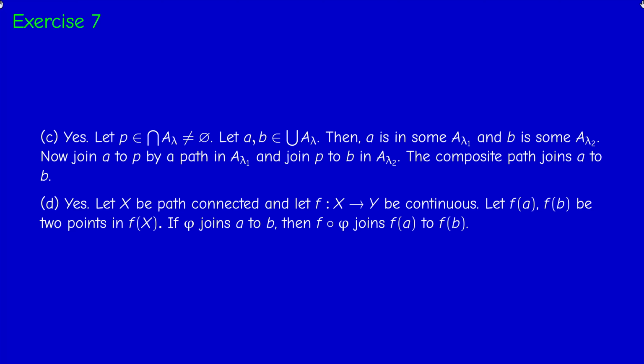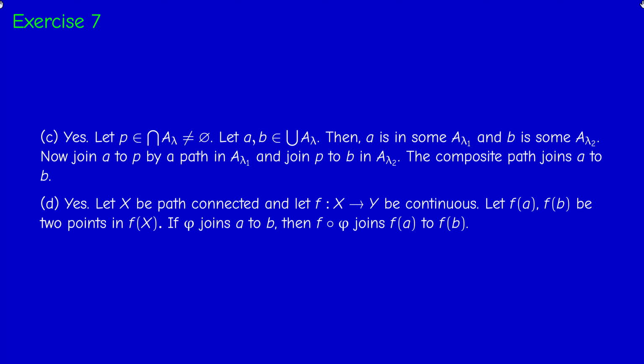Okay, I have to use another notation than f because f was taken. So if phi joins A to B, then f of phi joins f of A to f of B, because if phi of 0 equals A, then f of phi of 0 equals f of A. And if phi of 1 equals B, then f of phi of 1 equals f of B. And of course, the composition of two continuous maps is continuous. So f of phi is now a function from [0, 1] to Y, which joins f of A to f of B. Okay, it's a path in f of X, actually.